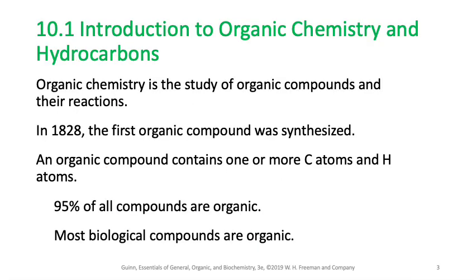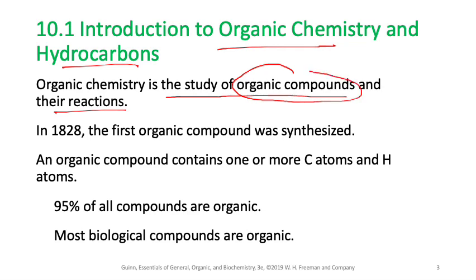So now let's start with our first section, in which we're going to talk about what is organic chemistry and what are hydrocarbons. So organic chemistry is the study of organic compounds and their reactions. How the organic compounds react with each other, that branch of chemistry we call organic chemistry. Now we're going to learn what is an organic compound. Organic compounds are carbon and hydrogen containing compounds. Those compounds that mainly consist of carbon and hydrogen, we call them organic compounds.